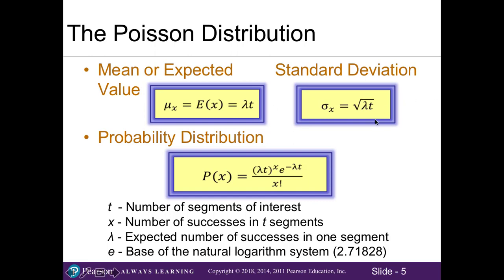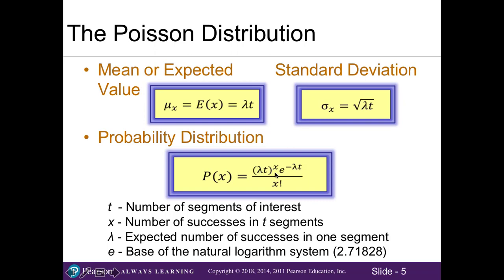With the standard deviation, we simply take the square root of our lambda times T. And then for our probability distribution here, we have our lambda times T raised to the x power.